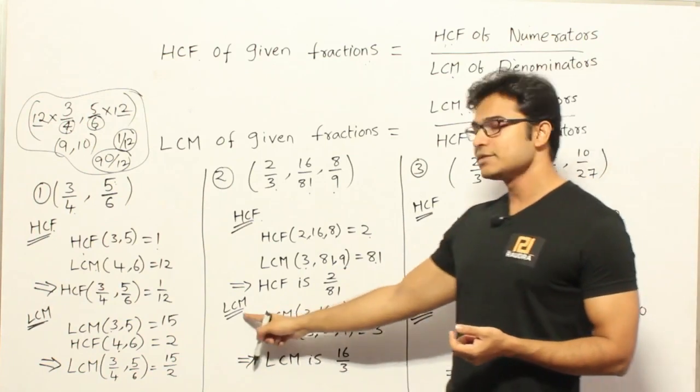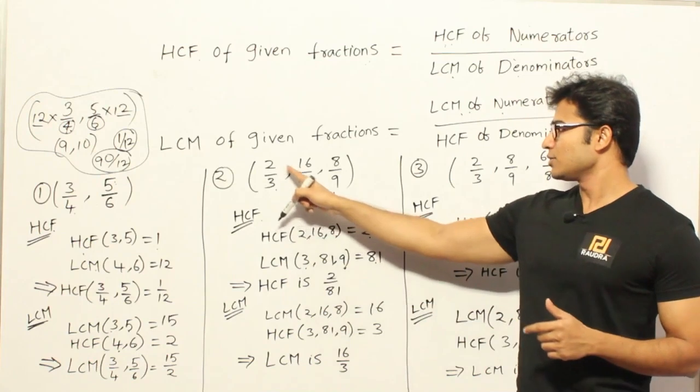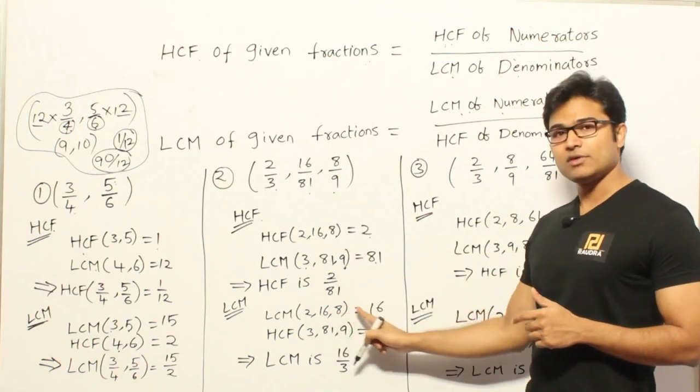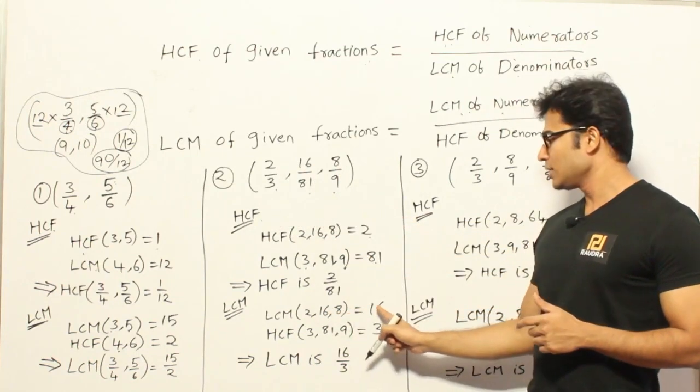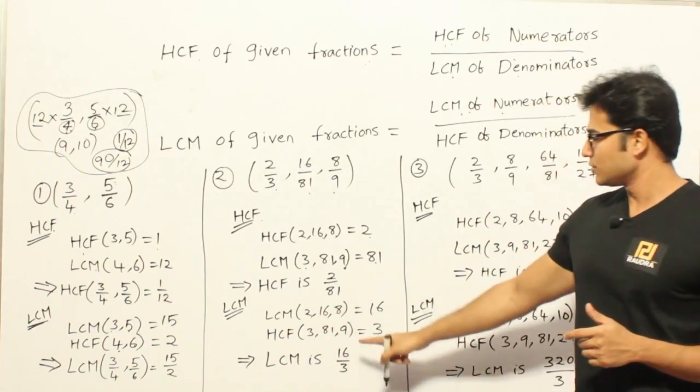Now if you want to find out the LCM, find out the LCM of the numerators, right? So what is the numerator? 2, 16 and 8. Find out the LCM of that, you got 16. And find out the HCF of the denominators, right? And you apply the fraction there. So 16 by 3.